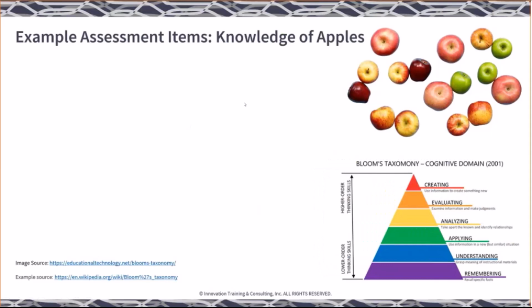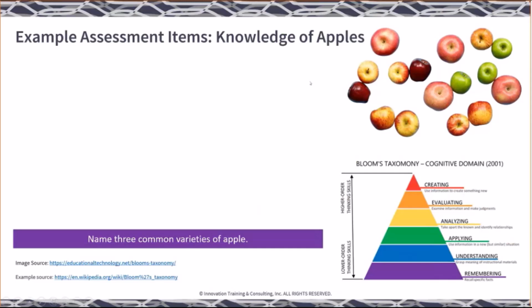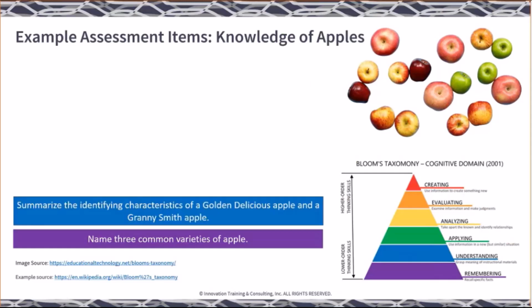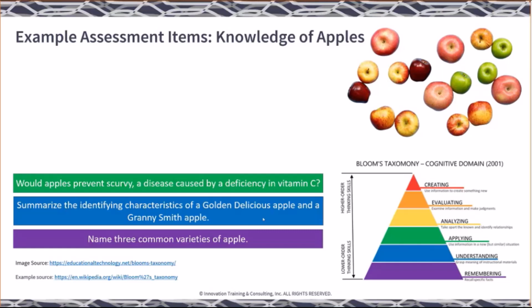So if we take an example using apples and our knowledge of apples, this would show you how the assessment might step up as we step up the level in Bloom's taxonomy. So with remembering, they should be able to tell us 3 common varieties of apple. The understanding would be able to identify the differences in characteristics between Golden Delicious and Granny Smith. They're both green, but there may be some other characteristics. Applying might be looking at what is in an apple and recognizing scurvy is missing vitamin C. Can we apply the information we know about apples to know whether eating apples would help us avoid scurvy because it contains vitamin C?